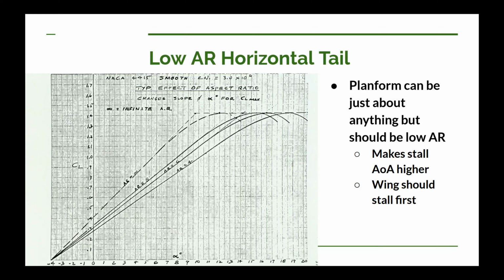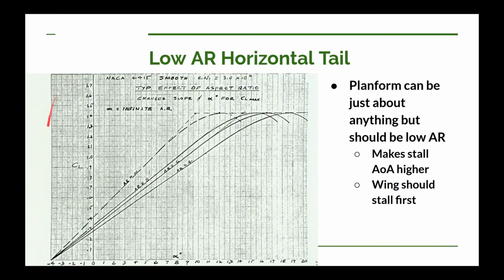One of the things that you can do to help ensure that the front flying surface stalls before the aft flying surface is to give that aft flying surface a small aspect ratio. And just a refresher on aspect ratio, it's essentially the span divided by the chord, but a more accurate way to determine it is the span squared divided by the surface area of the wing.